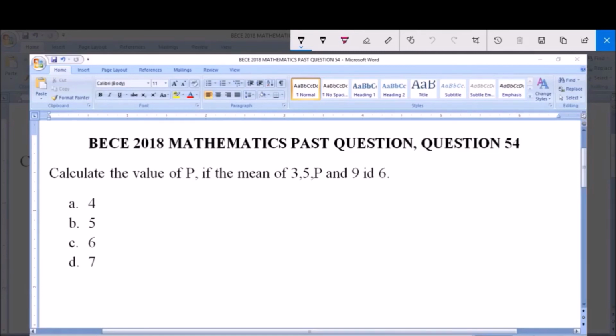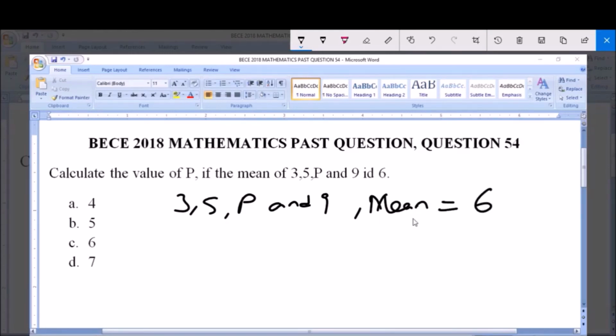Calculate the value of P if the mean of 5, 3, P and 9 is 6. A, we have 4, B 5, C 6 and D 7. Now we are given the following set of numbers: 3, 5, P, which is an unknown, and 9. Now the mean of these numbers is equal to 6, meaning the average of these numbers is 6.